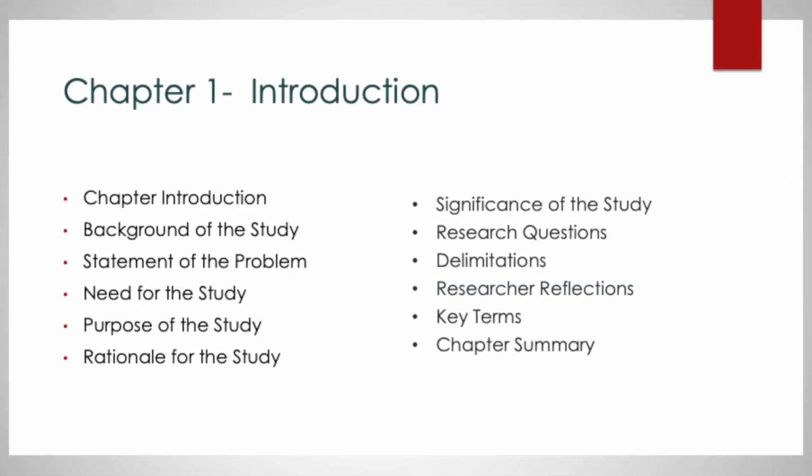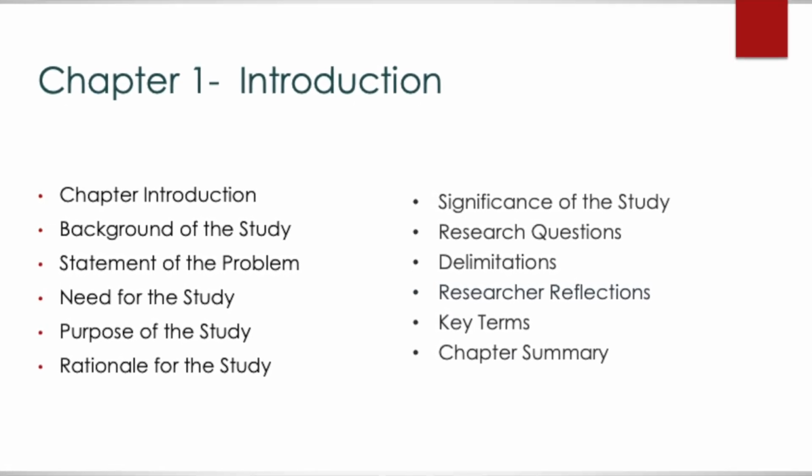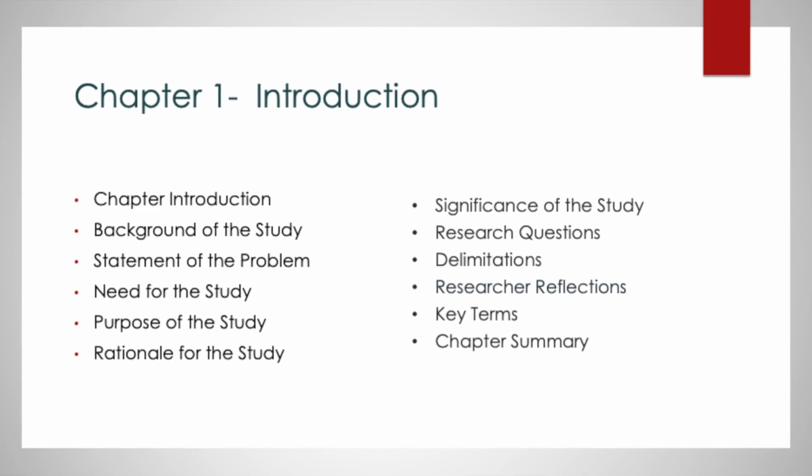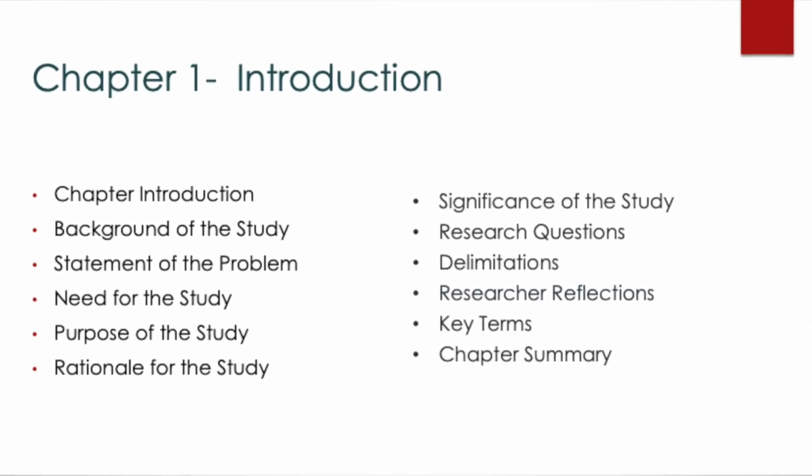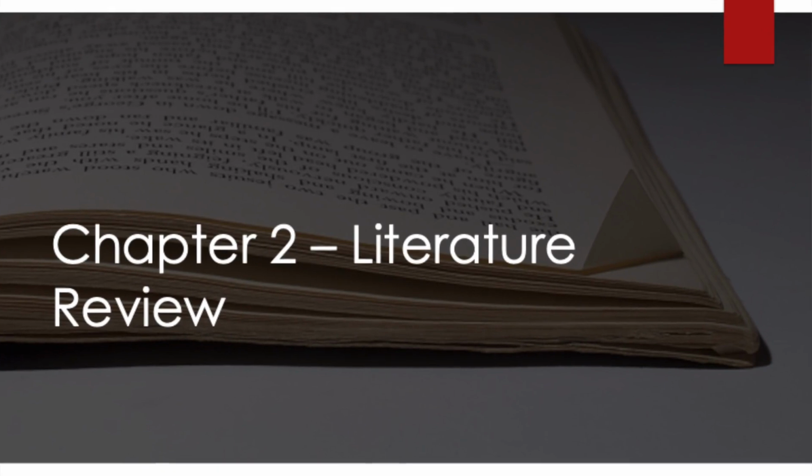Your research questions, delimitations, and researcher reflections are for those of you doing qualitative research. If you're doing quantitative research, those don't apply to you. Any key terms you're able to identify so far, and a chapter summary. Now, that's what you're going to include in chapter number 1. In chapter number 2, they're very specific to each discipline, to each person writing their dissertation. So you and your chair are going to come up with the outline that you'll be using for chapter number 2. And then for chapter number 3, here's what should be contained in chapter 3.